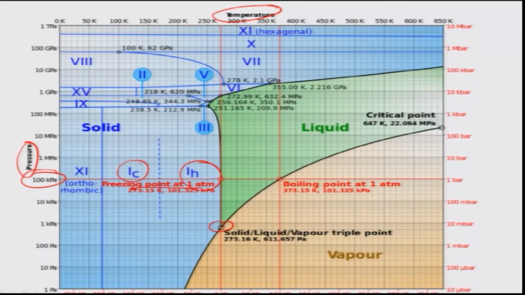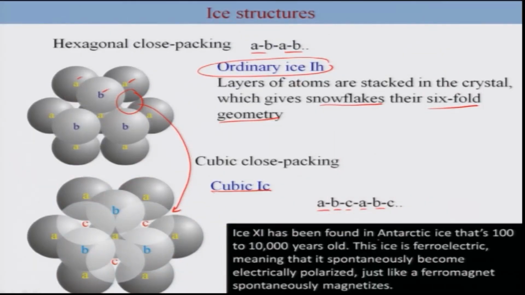Now if you further decrease the temperature from minus 37, it actually turns to something called the XI orthorhombic structure. This orthorhombic structure is apparently found in Antarctic ice, and it has an interesting property. It has ferroelectric kind of properties, which essentially means it is electrically polarized, just like a ferromagnet which spontaneously magnetizes. So you can see that a phase transition can interestingly change many different properties, and thus it is quite an interesting subject of research.